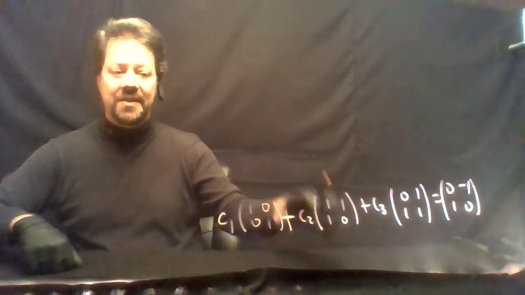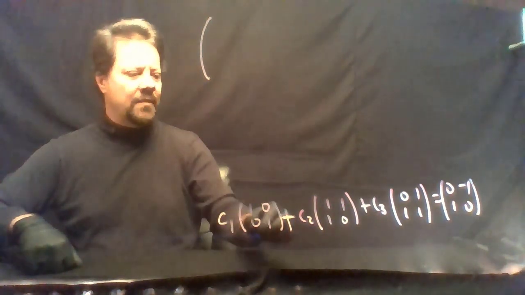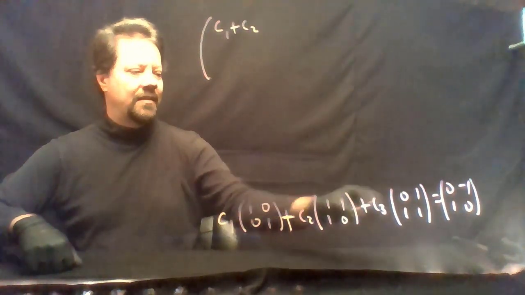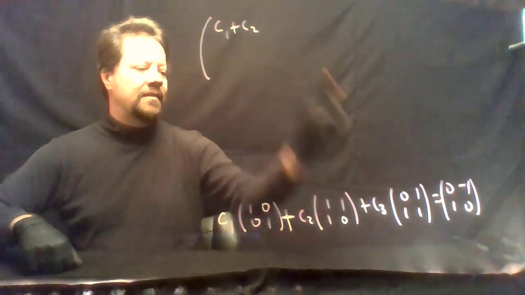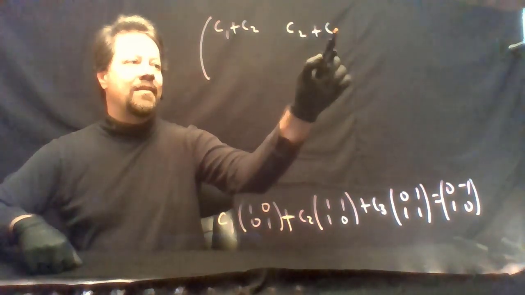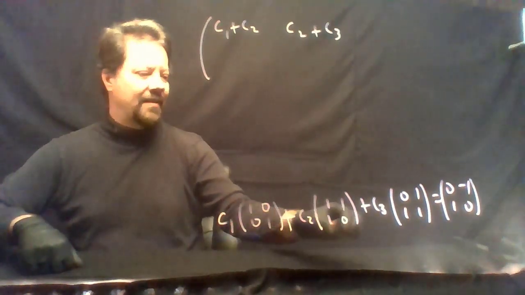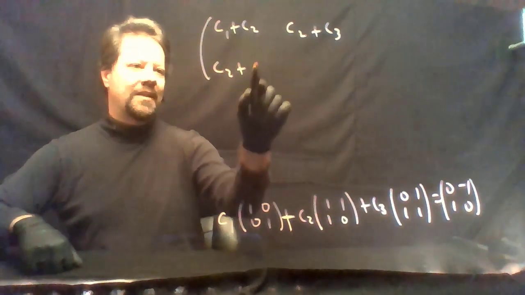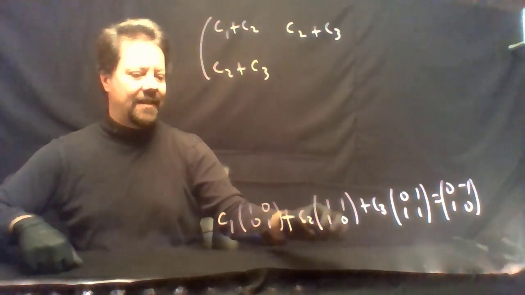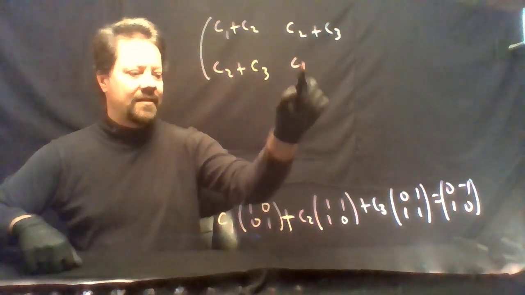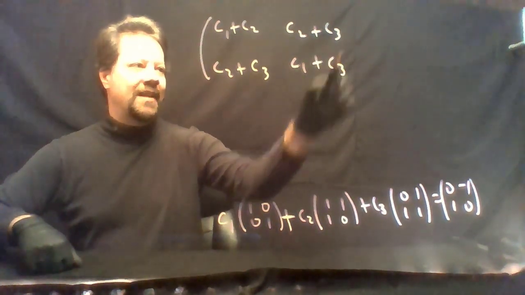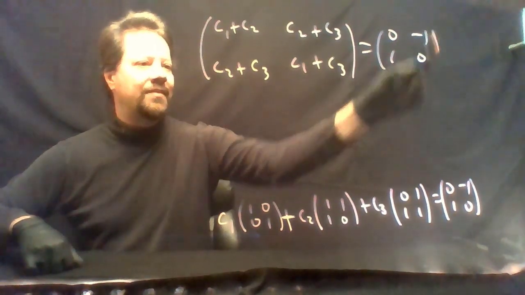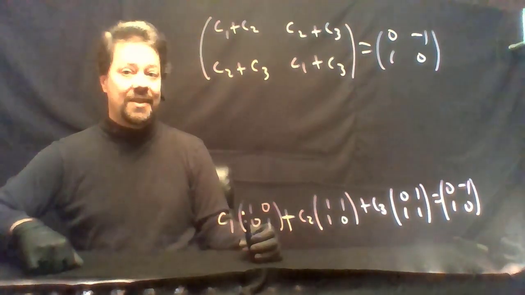Combining the matrices on the left, we'll have C1 plus C2, and then C2 plus C3, C2 plus C3, and then finally C1 plus C3. We want that to be equal to 0, negative 1, 1, 0. Do you see a problem?